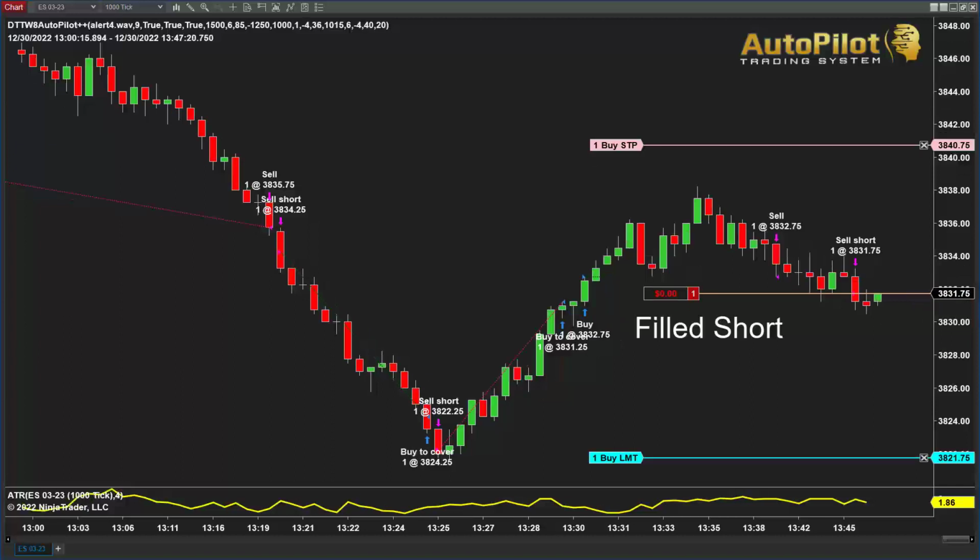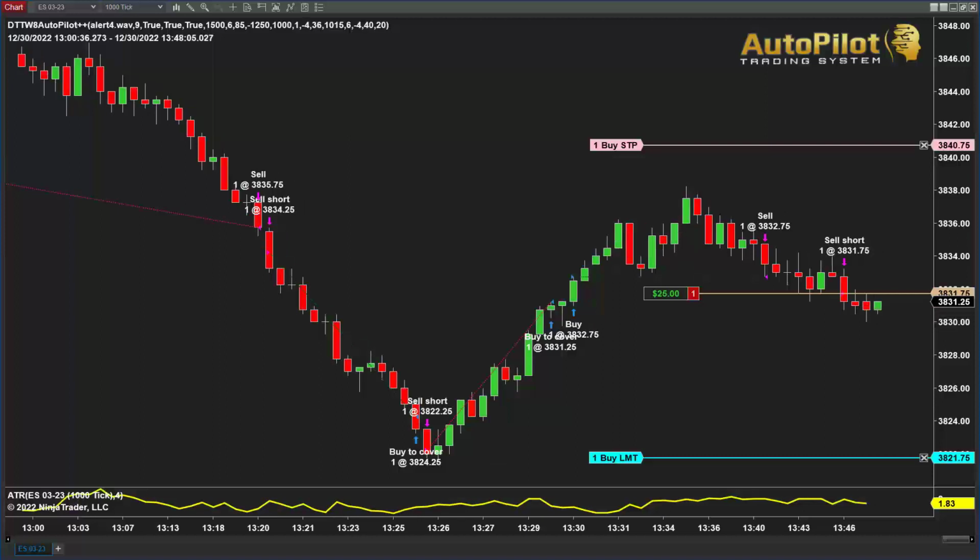Okay, so here we have the market finally filling us based on the AutoPilot signal to go short. So this is a short trade. The target is 10 points. So I'm using a 40 tick target, 10 points on the E-mini S&P.